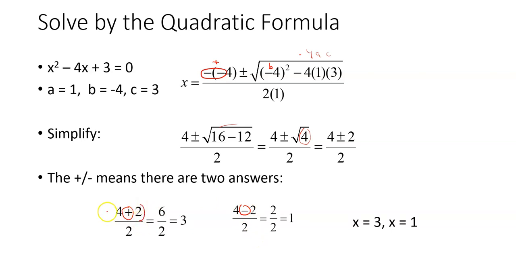So evaluate the whole top. Evaluate 4 plus 2 and get 6. Then divide it by 2. That's one of my answers. 4 minus 2 is 2. Divide it by 2. That's my other answer. So my 2 final answers, x equals 3, x equals 1. You can put them both back into the equation, and they'll both work.